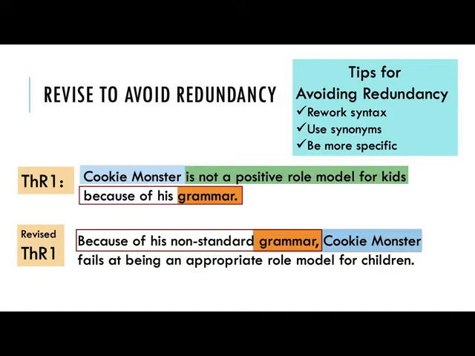But now he's further into the sentence because that dependent clause begins the sentence. And then when we look at our claim, you see that it's been reworded. Instead of saying "is not a positive role model for kids," we've said "fails at being an appropriate role model for children." See how it maintains the same sort of feel, it maintains the same meaning, but it doesn't sound exactly the same. That's what you want to do when you revise to avoid redundancy.